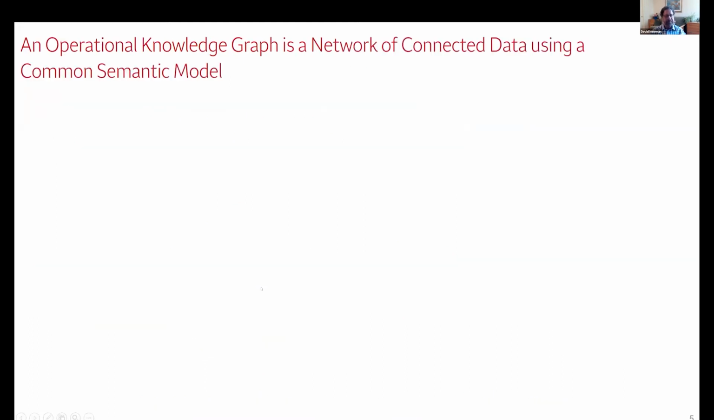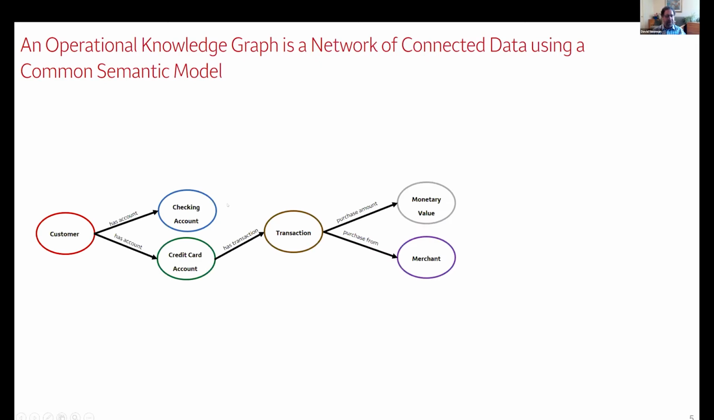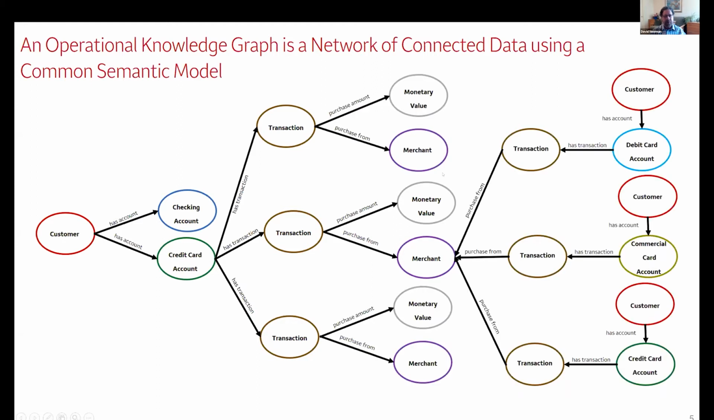Now, an operational knowledge graph is a network of connected data using this ontology. So the model that we just saw before is a conceptual model that could be represented with real data. The credit card account may have multiple transactions, which are realized by having other nodes connected with edges to that node, and so on and so forth in a network pattern. So you could see a fan out of data that's related to the common model. So you get a very big picture of all the relationships between the data.